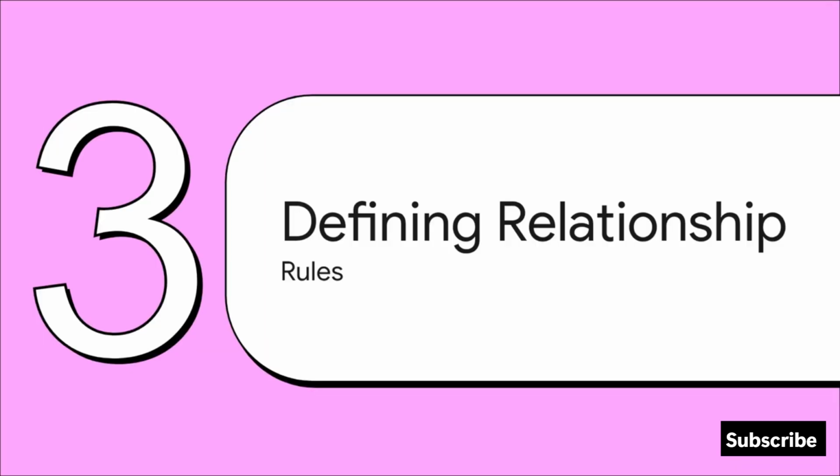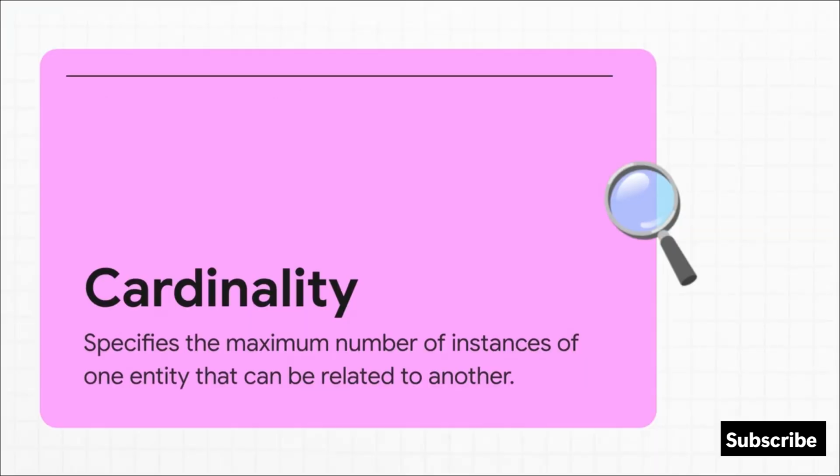Okay, but just drawing lines between our nouns isn't enough. A good blueprint needs rules, right? Strict rules to make sure the whole structure is solid. In the world of data modeling, we call these business rules, and they are absolutely critical to get right. So the very first rule we need to define is something called cardinality. Now I know that sounds like a complicated word, but it's actually super simple.